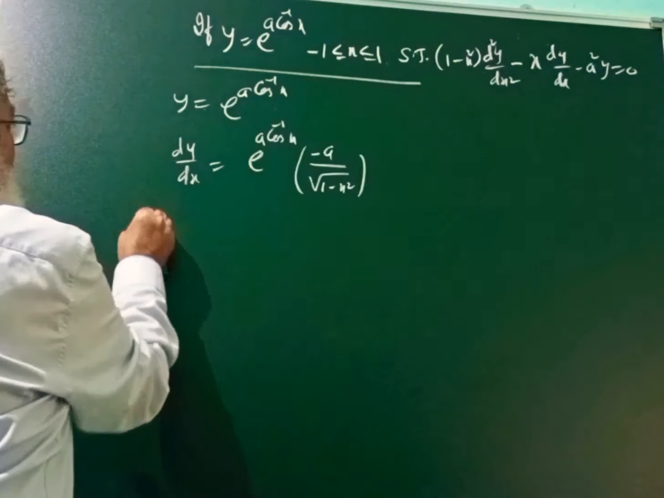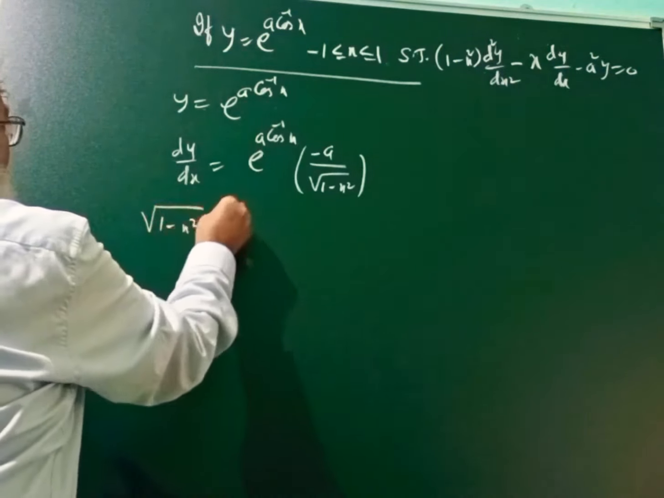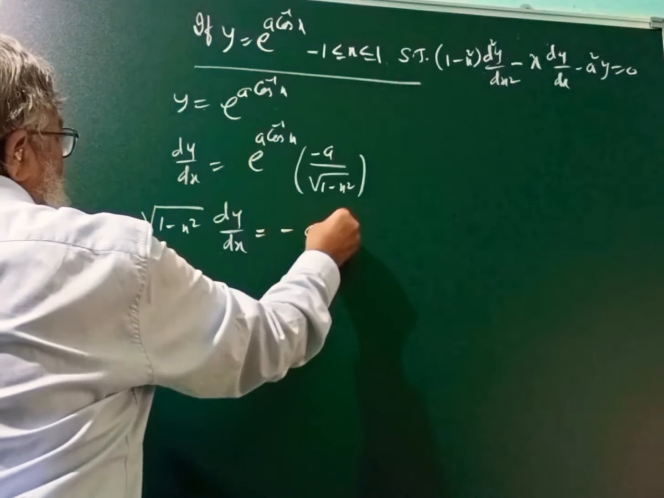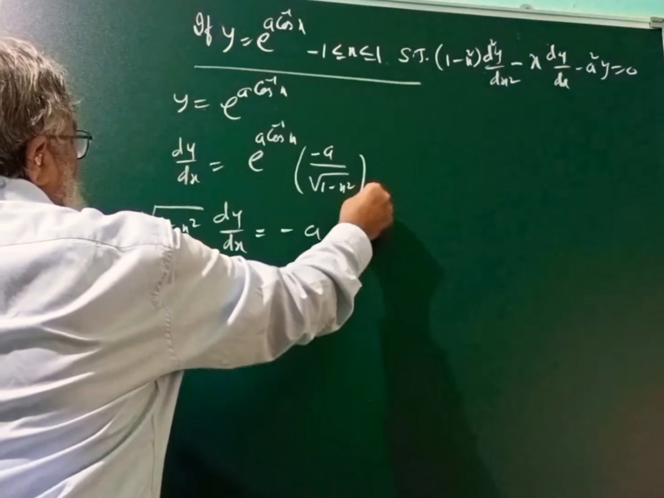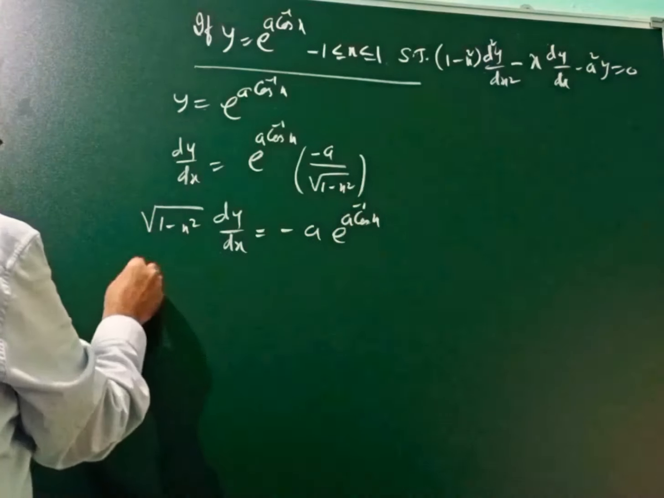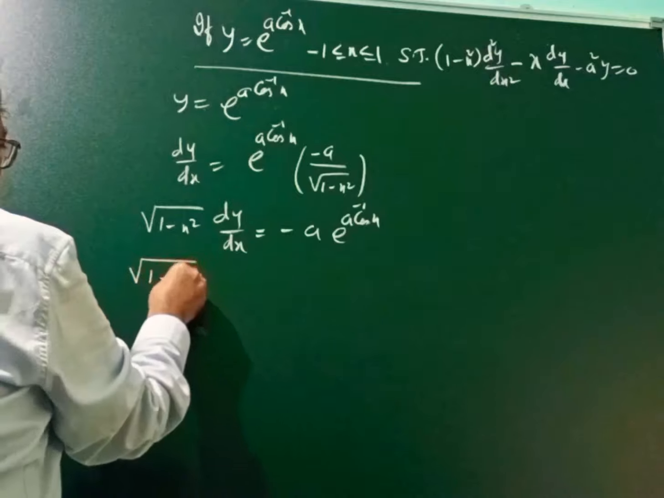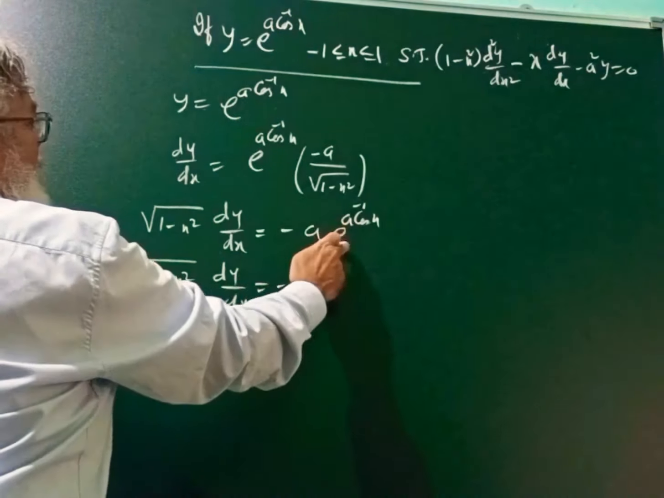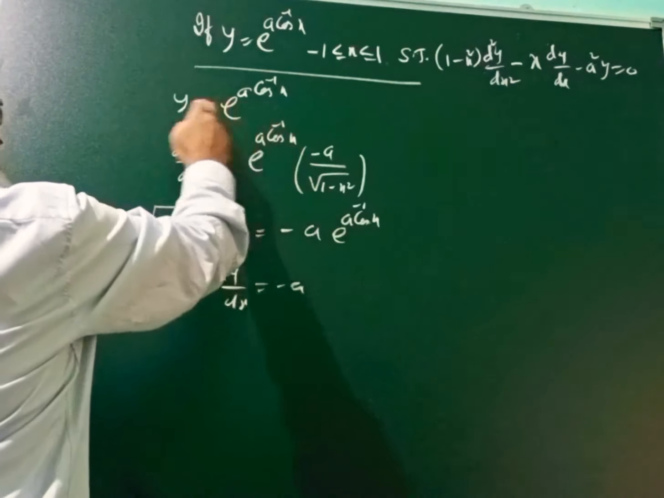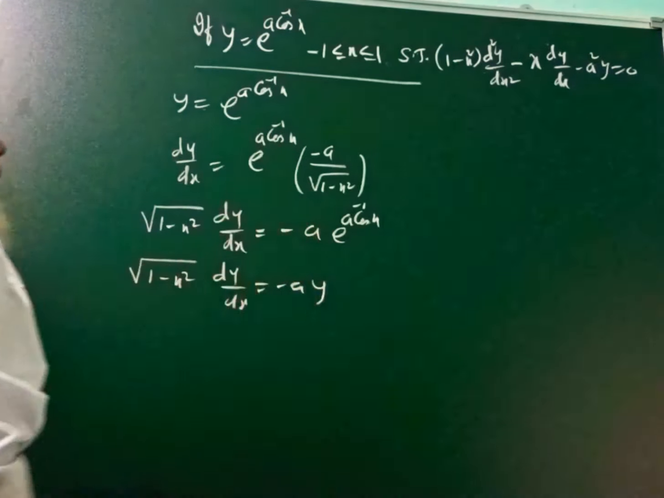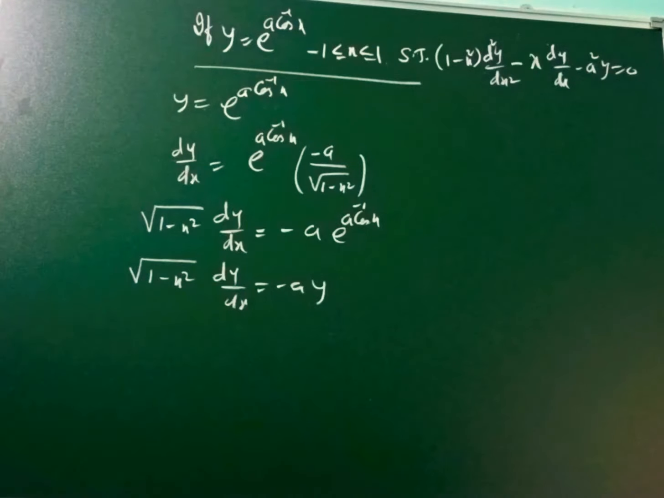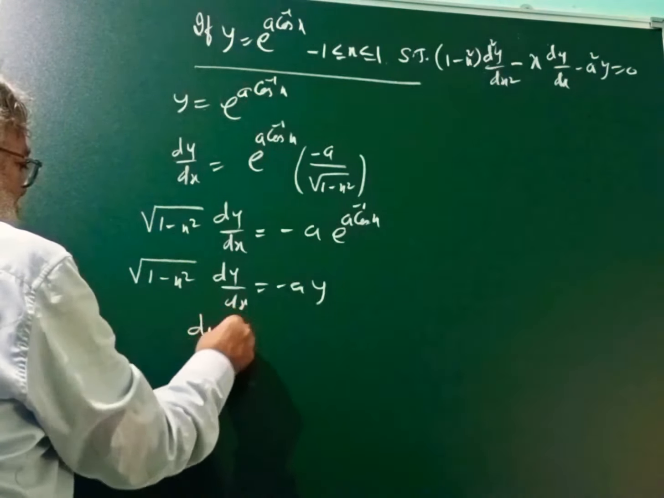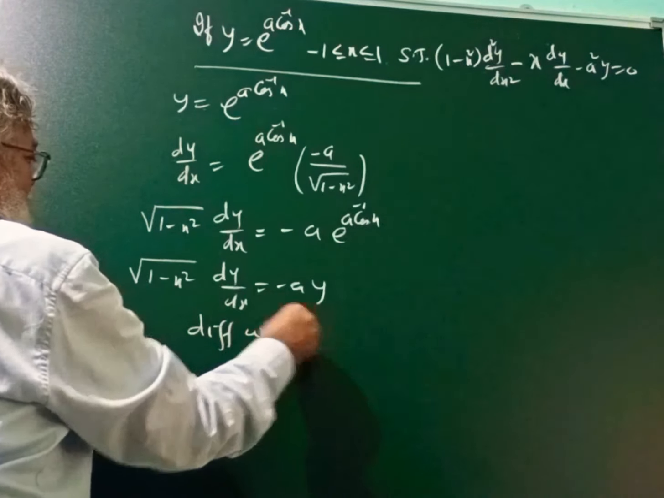By cross multiplication we can write under root 1 minus x square into dy by dx is equal to minus a into e raised to a cos inverse x. Or you can see here dy by dx is equal to minus a. See what is this? This is nothing but the value of y. We substitute the value of y. Again differentiate with respect to x.